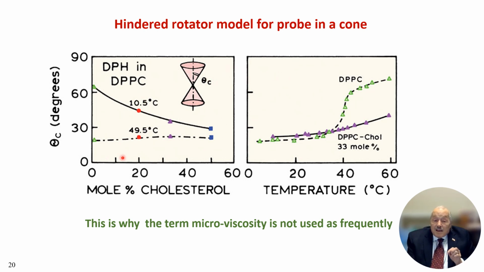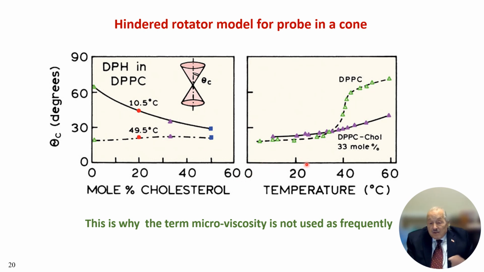This one on this side is going to be informative for us, but what was developed was the hindered rotator model. And the assumption was that the DPH can only rotate a certain distance when it's stuck between the acyl side chains. And that angle is shown for DPPC, which is a dipalmityl phosphorylcholine, but that doesn't affect the conclusion.